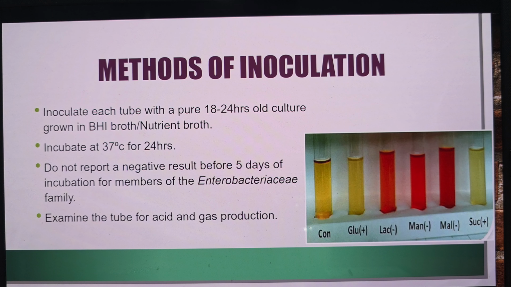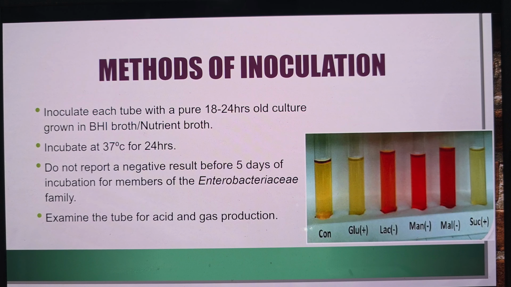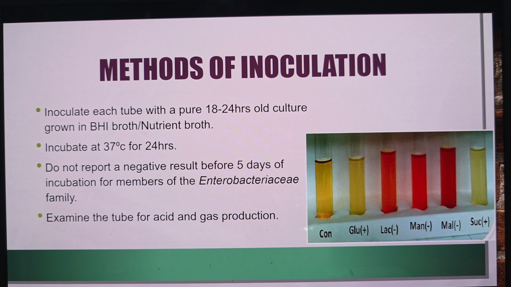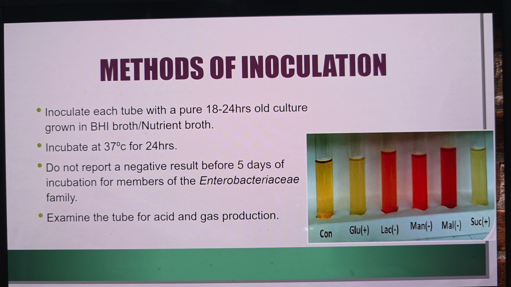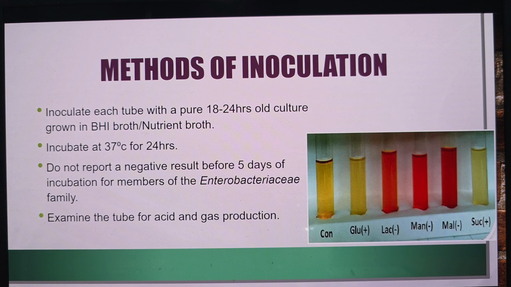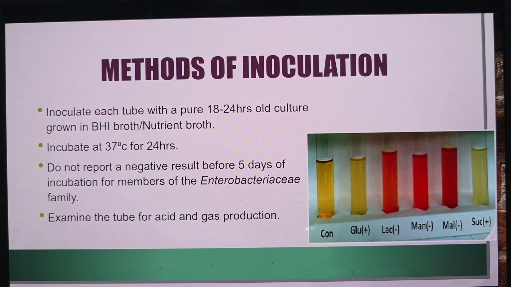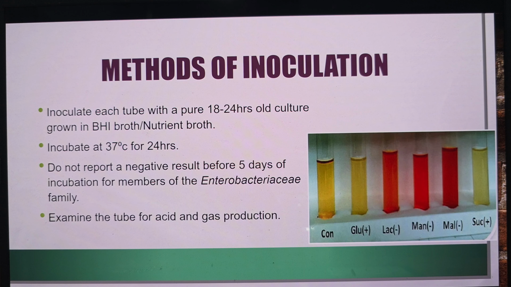Methods of inoculation. Inoculate each tube with pure 18 to 24 hours old culture grown in BHI broth or nutrient broth. Incubate at 37 degrees centigrade for 24 hours. Do not report a negative result before 5 days of incubation. For members of the Enterobacteriaceae family, examine the tube for acid and gas production.